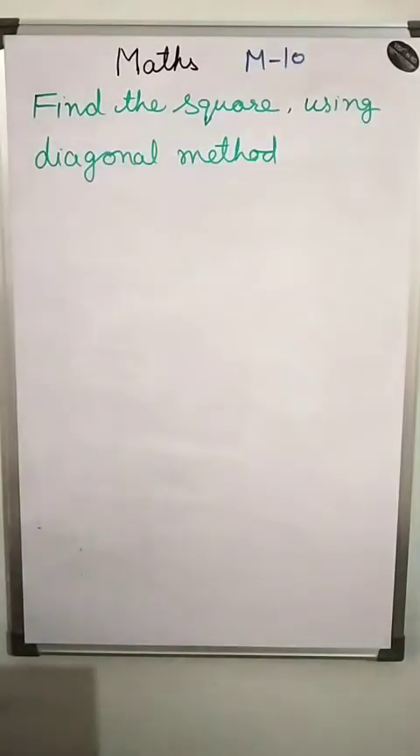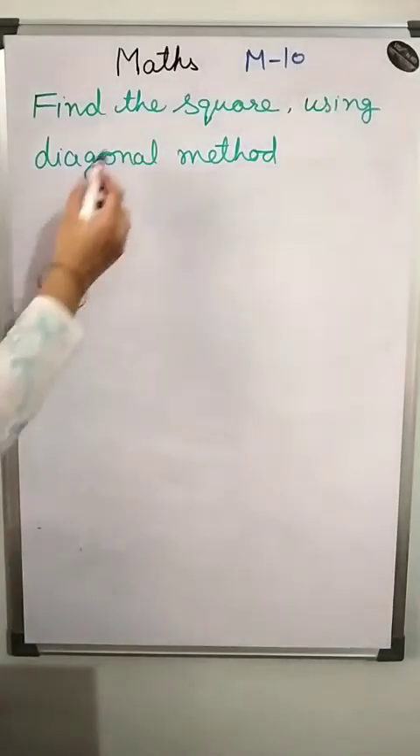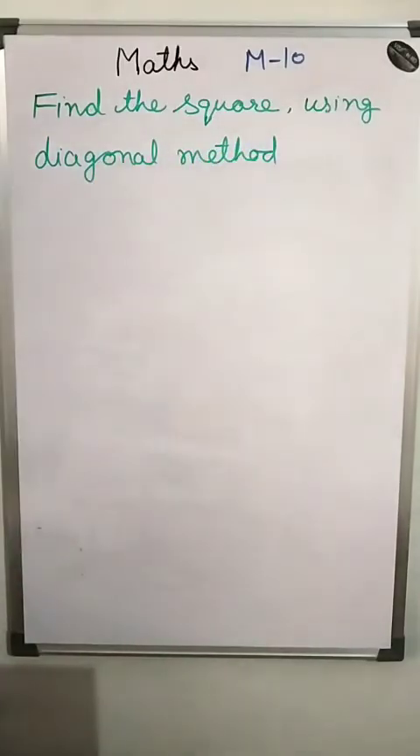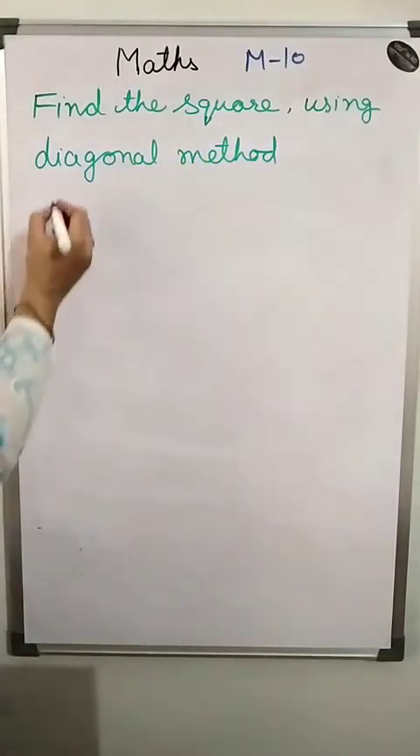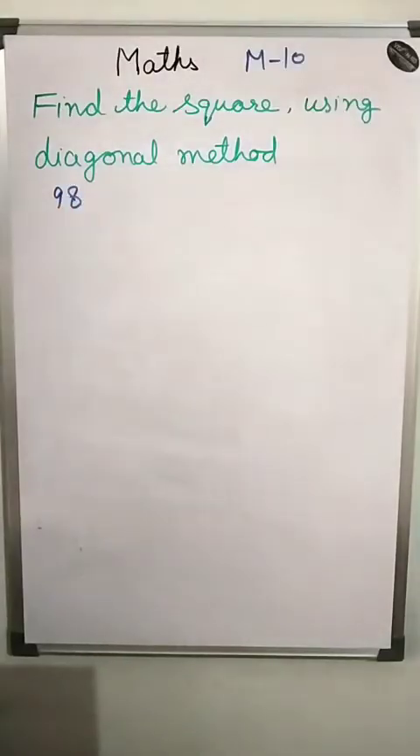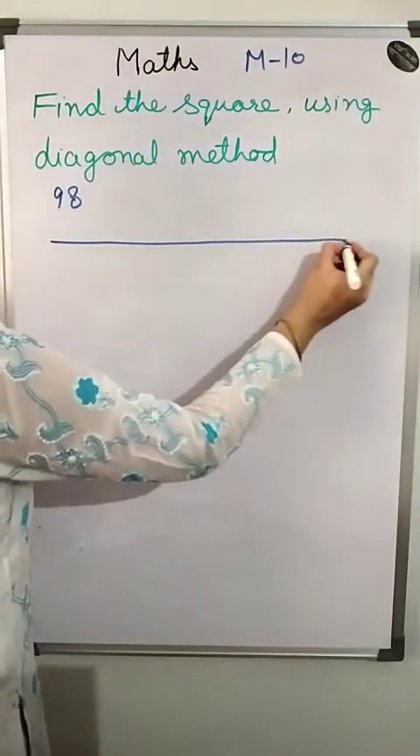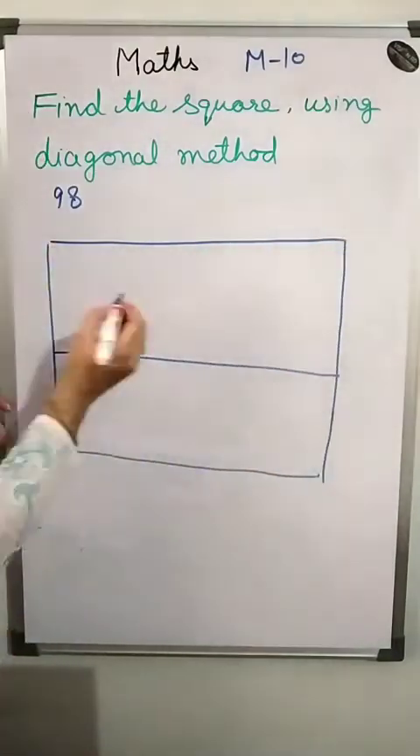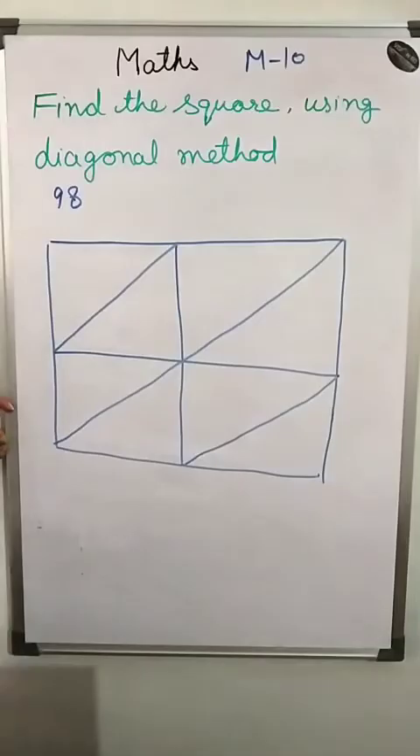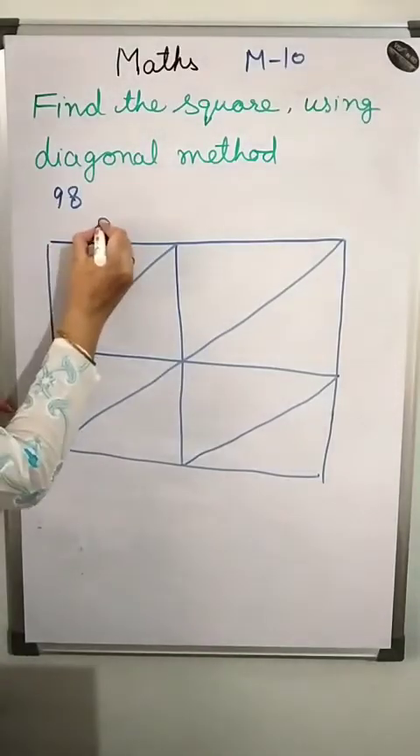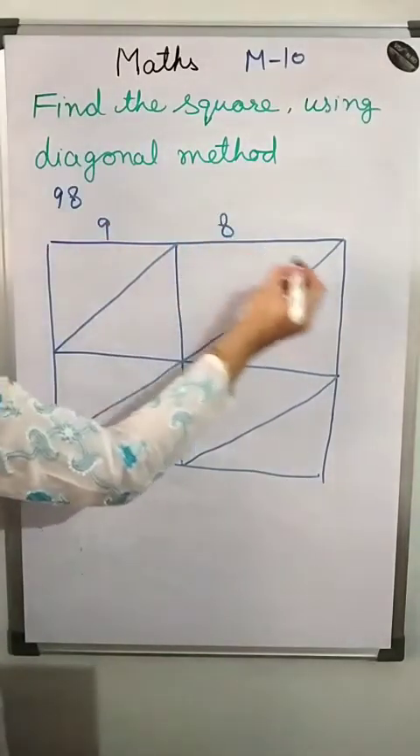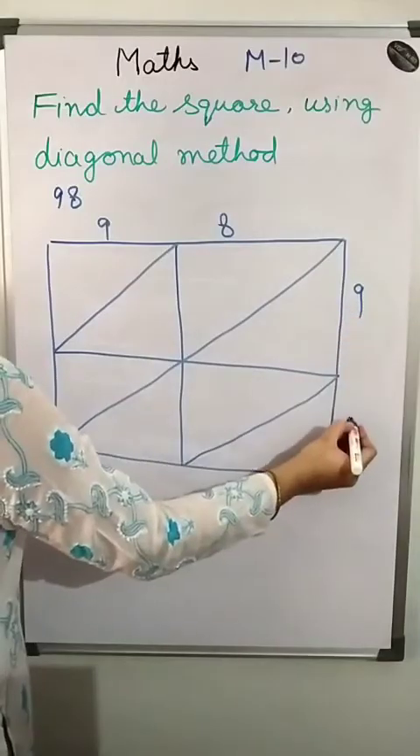Come to module number 10. In this module, we find the square using the diagonal method. Here the question is 98. 98 is given to you. Here we calculate the square of this number by the diagonal method. For solving this question by the diagonal method, we make this kind of diagram. Write the number here, 98, and here also you write down 98.